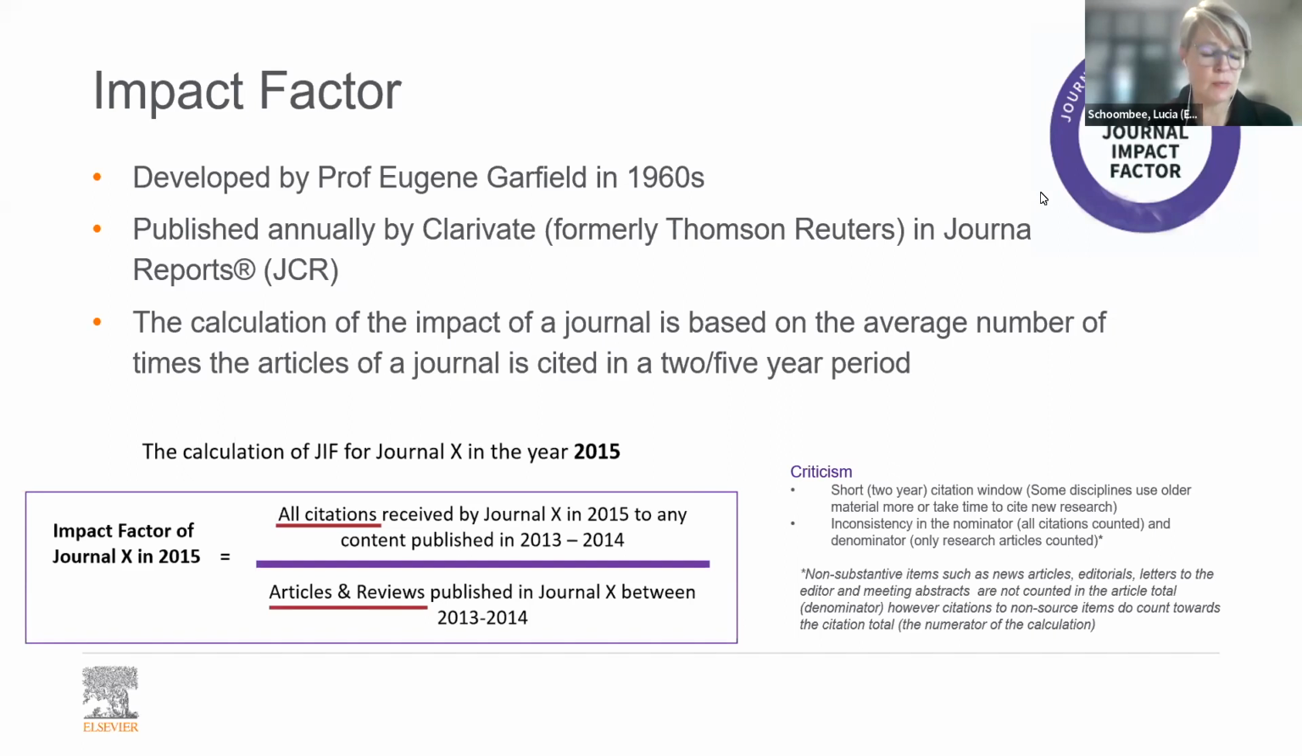So things like news articles, editorials, letters to the editor, meeting abstracts, they are not counted. So despite these well-known criticisms of the impact factor, and some are also relevant for other journal metrics, it's a very popular and well-known journal metric. So just to recount, the methodology behind it is actually very simple. It takes all citations received by a journal in a particular year, so over a 2-year period, and then divides by the number of articles and reviews published in the 2 preceding years. So that's the methodology for the impact factor.